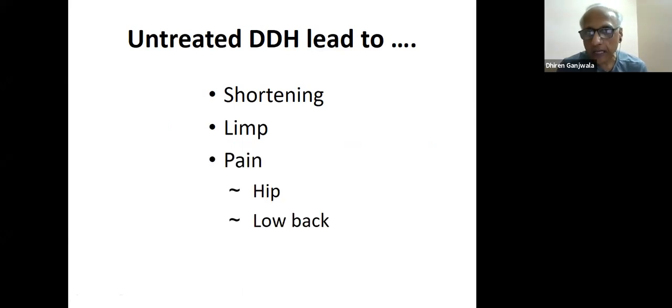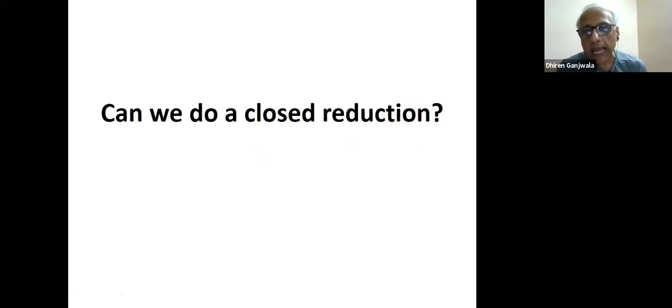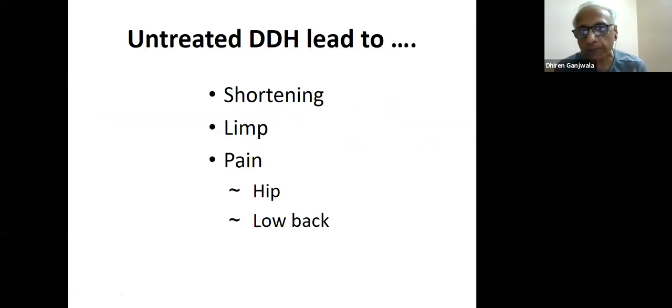The limb, in spite of correcting the compensation, the limb will persist. And the most important thing, it leads to pain at the hip and in the low back. These last two are the reasons for treating them, so that they don't get complications in future. At this stage, they have only limp and shortening, but in future, the other two are to be added, and that's why we want to give them a treatment.